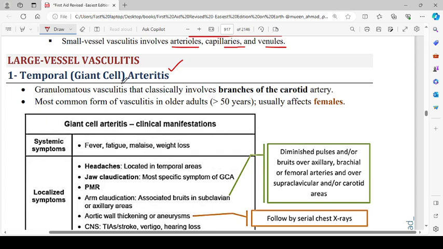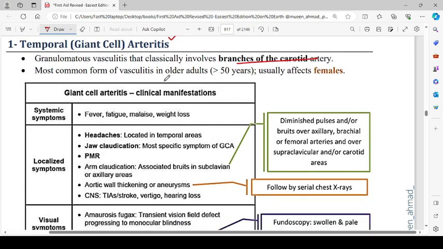Then you have to perform the ESR, and before the ESR result comes to your table, you have to start giving corticosteroids, because in this disorder, even if you are only suspecting it, there is a high chance of ophthalmic artery occlusion, and if that happens, there is a risk of blindness. To avoid that, we have to give the woman corticosteroids. It is a granulomatous vasculitis that classically involves a branch of the carotid artery.